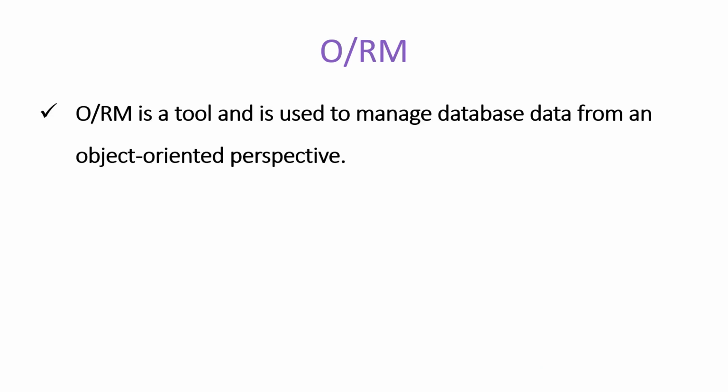Now let's have a look at what ORM is. ORM is a tool and is used to manage database data from an object-oriented perspective. By this point we are clear that EF Core is used to work with the database, and EF Core works with the ORM model. What is this ORM? ORM is basically a tool used to manage database data from an object-oriented perspective. What is this object-oriented perspective?